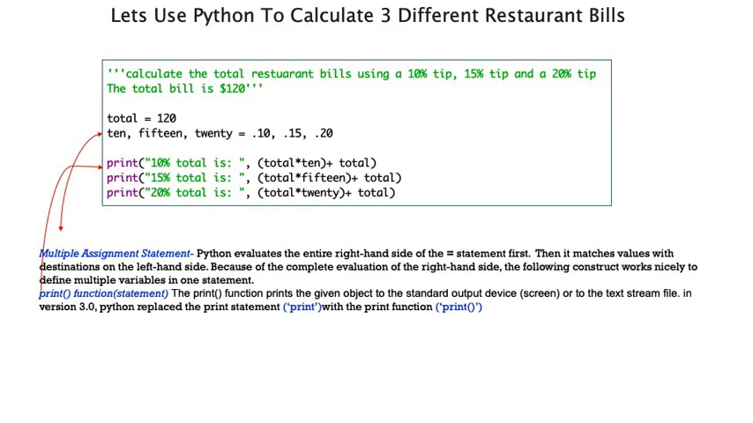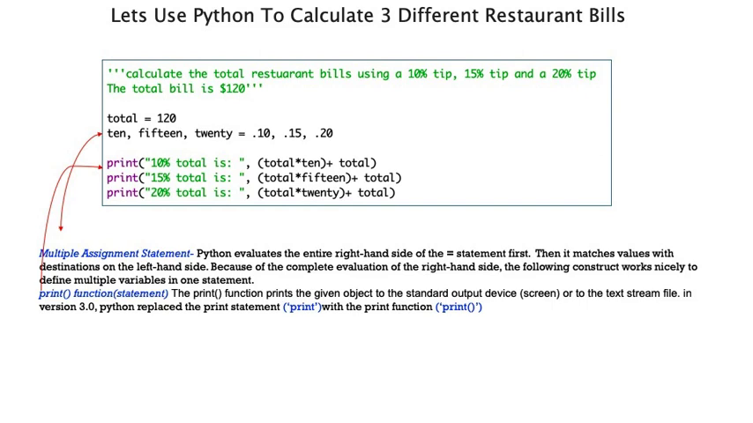Because of the complete evaluation of the right-hand side, this construct works nicely to define multiple variables in one fell swoop. You see here I have 10, 15, 20 equals 0.10, 0.15, 0.20, representing our 10, 15, and 20% tip requirement. And then I choose to use 3 different print statements, and we're going to learn about the print statement right at the end of this particular training module. What I have in quotes are literals. So it'll print out 10% total is, colon, then a space, and then it will do the calculations.